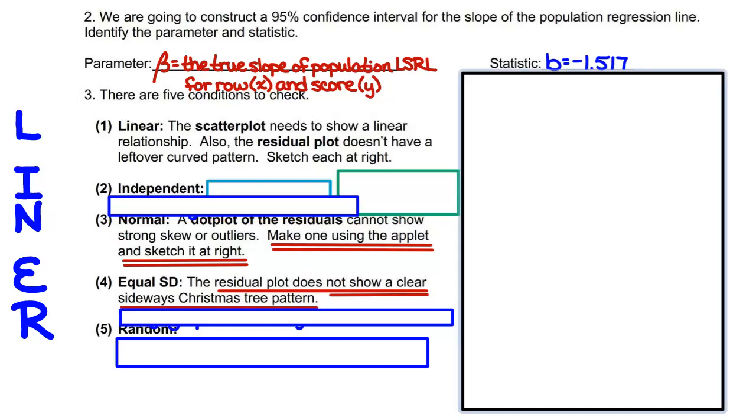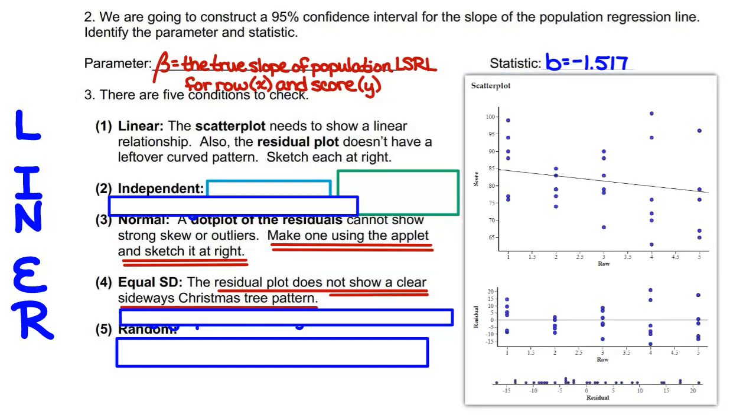So I pulled this off of Statlet. So here's the scatter plot that we had. Calculators made the same one, but it didn't have the nice pretty blue dots. And then here's the residual plot. I want you guys to get a quick sketch, it doesn't have to be perfect, over on the right side of your page.